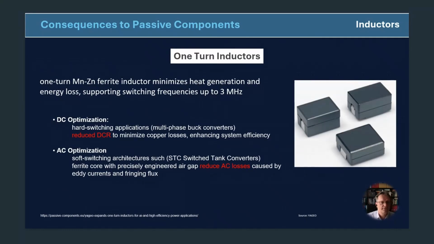Another technology for AI servers are one-turn inductors. What is the advantage? They support quite high switching frequency. They have advantages in DC optimization with reduced losses, DC losses, and for AC also with reduced AC losses.